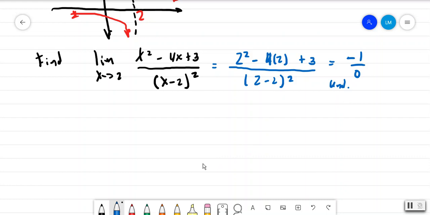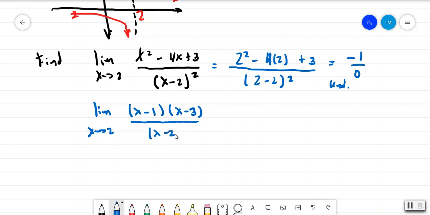Okay, now, of course, I already know that the limit does not exist, but what if we wanted to know what it tends towards? In that case, we can break this down into x minus 1 times x minus 3, all divided by x minus 2 squared. Now, if we set up some very large numbers or even small numbers, we would see that there is going to be a pattern.